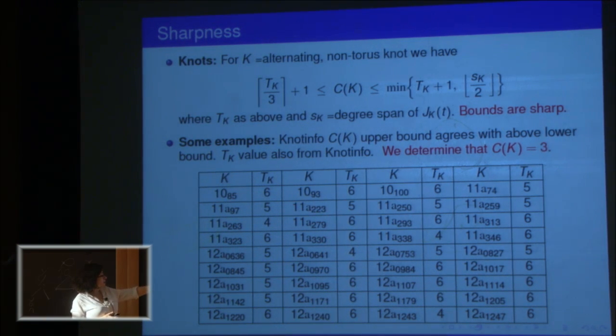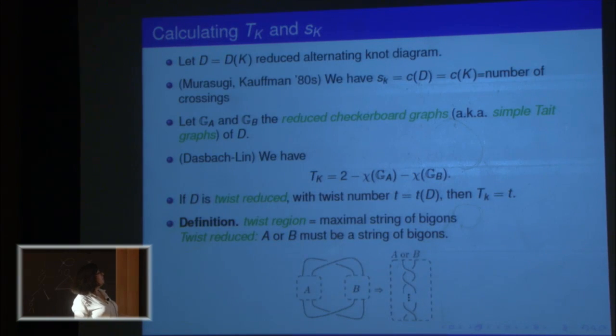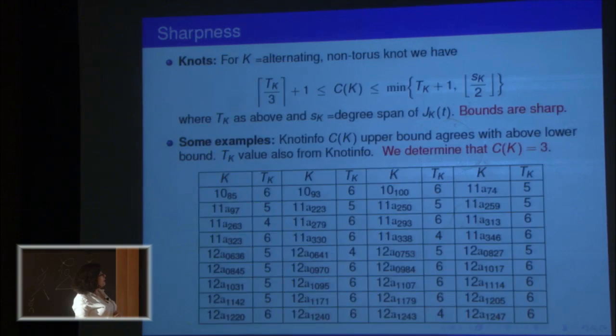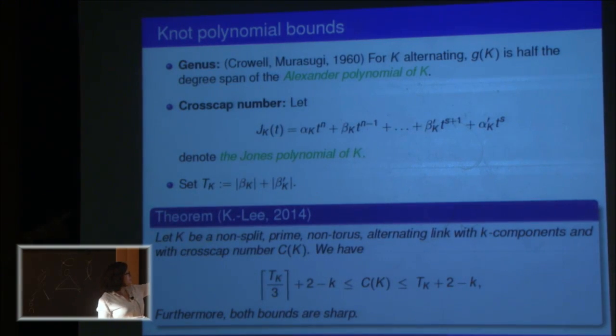And in all these cases, the lower and the upper bound come out exact, and so you actually determine the crosscap number. Okay, so one comment. I said you go back to the Jones polynomial here, but actually, if you are interested in just getting this sum of absolute values, you don't need to calculate the whole Jones polynomial. Calculating the Jones polynomial is also computationally difficult, as we know.